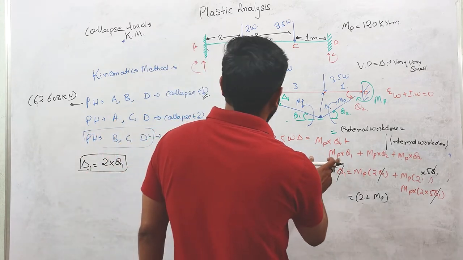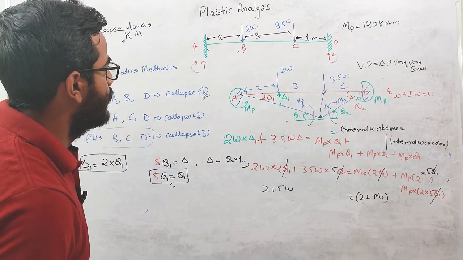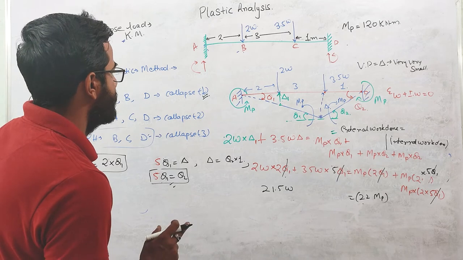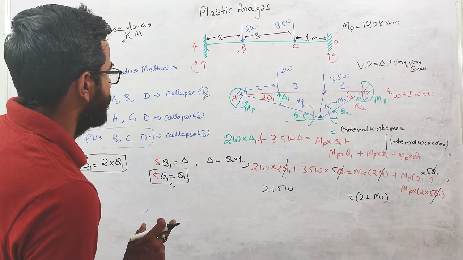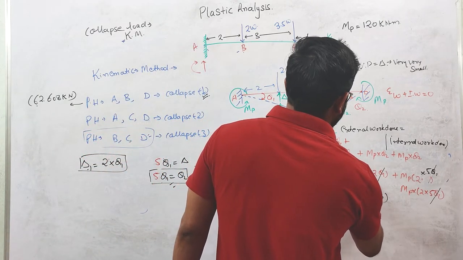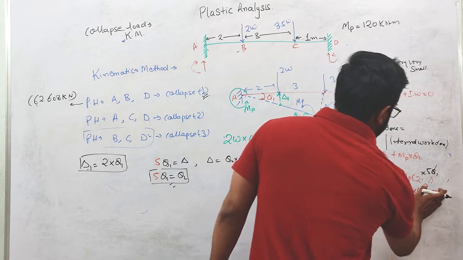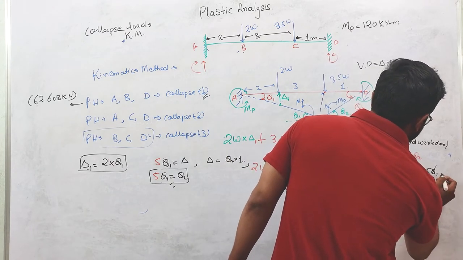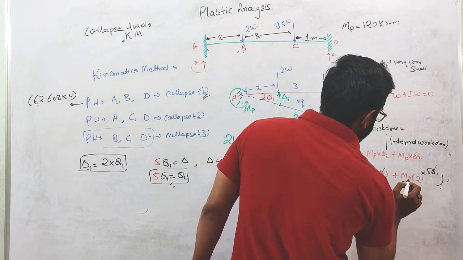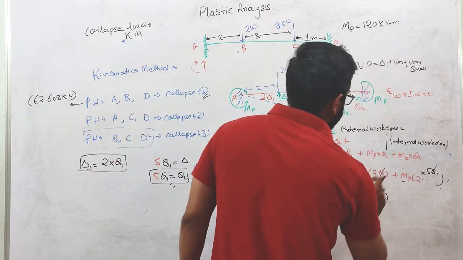This is mp into theta 1 plus mp into theta 1 plus mp into theta 2 plus mp into theta 2. Okay, so 2w into delta, and delta is 5 theta 1, so 2w into 2 theta. So this is 5 theta 1 mp into 2 theta 1 plus mp into theta. Okay, so this is mp into 2 theta. I have written this expression twice, so this should be mp into 2 theta 2. So theta 2 is 5 theta 1, right?